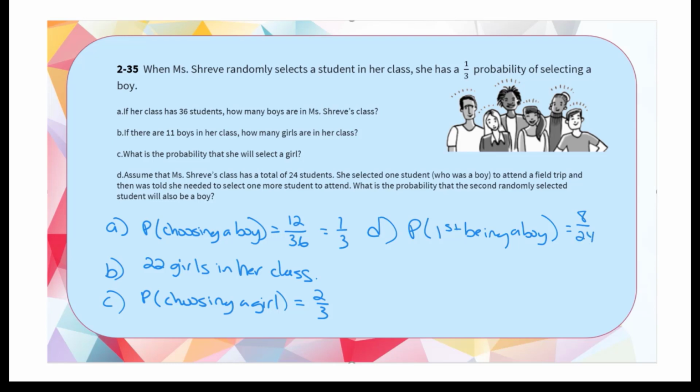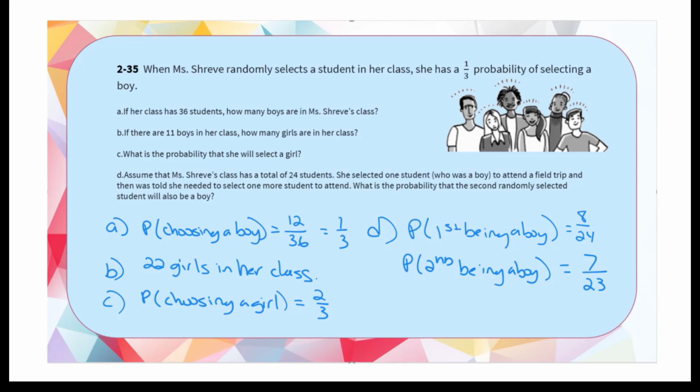Okay, that's the probability. Then they want to know, what is the probability that the second randomly selected student will also be a boy? So the probability that the second will also be a boy. Well, we have one less possible. So 23, there's only 23 students left, and we only have 7 boys left. So that is the probability that the second will also be a boy.